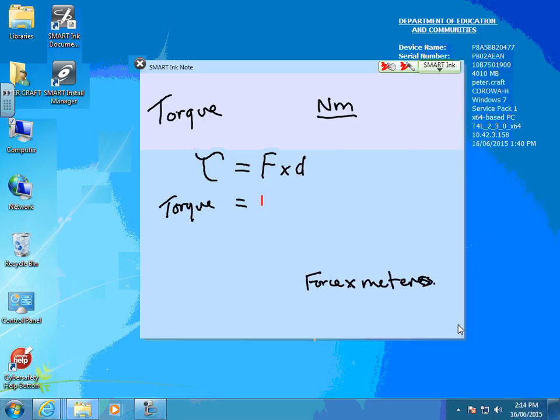But when you use a spanner, you're applying a torque. Yeah. What actually is it for? Thank you. Spot on. Who said that? Top of the class.